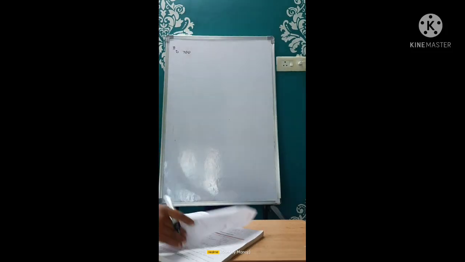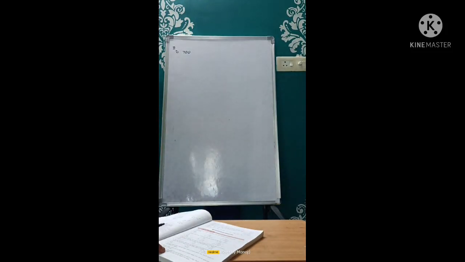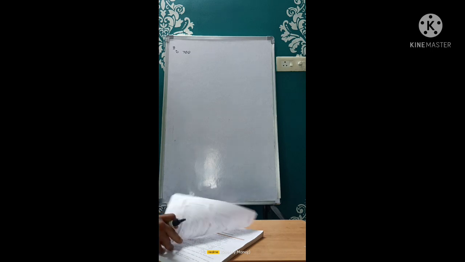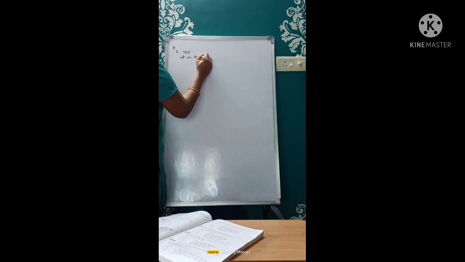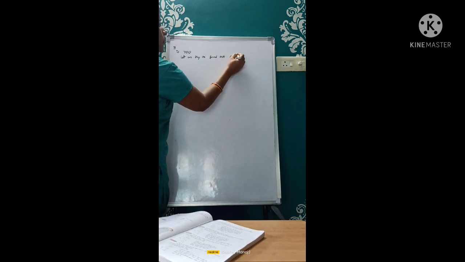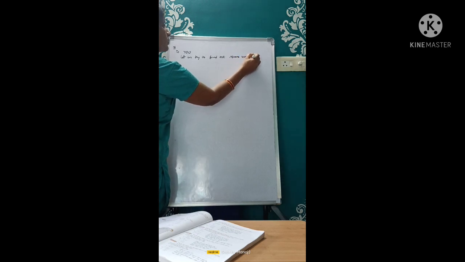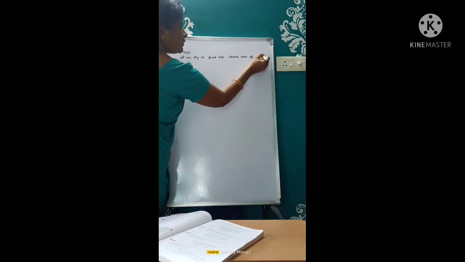Let's see question number 3. Find the least number which must be subtracted from each of the following so as to get a perfect square. Also find the square root of the perfect square so obtained. First of all, let us try to find the square root of 700.